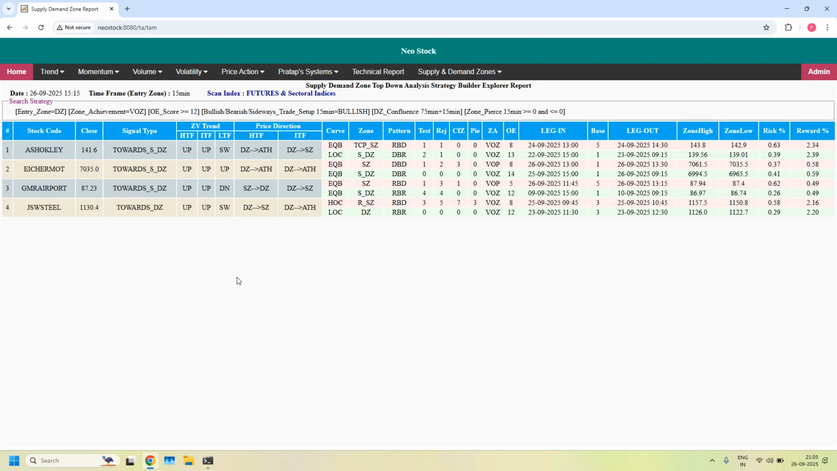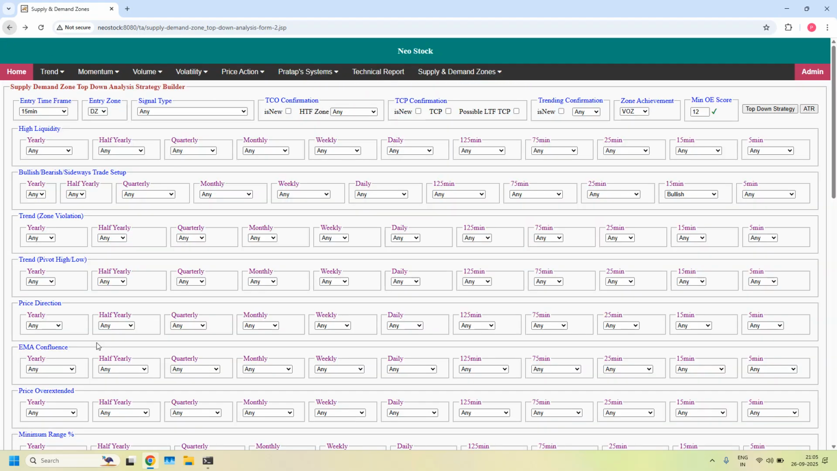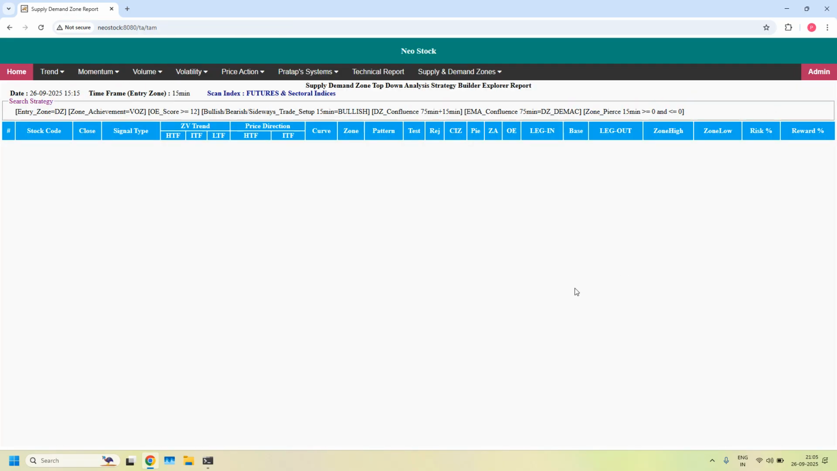We can further filter this list based on EMA confluence at the 75 minutes demand zone. That is, we are checking whether the 75 minutes demand zone has a daily EMA or not. So none of them have it. Okay, fine. Next, let us look into LTF, ITF, HTF demand zone confluence and HTF EMA confluence.